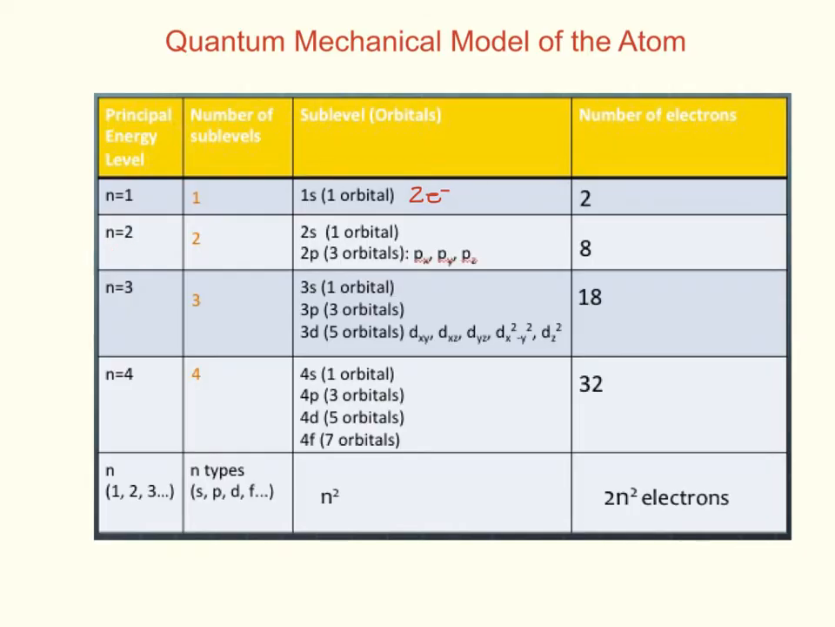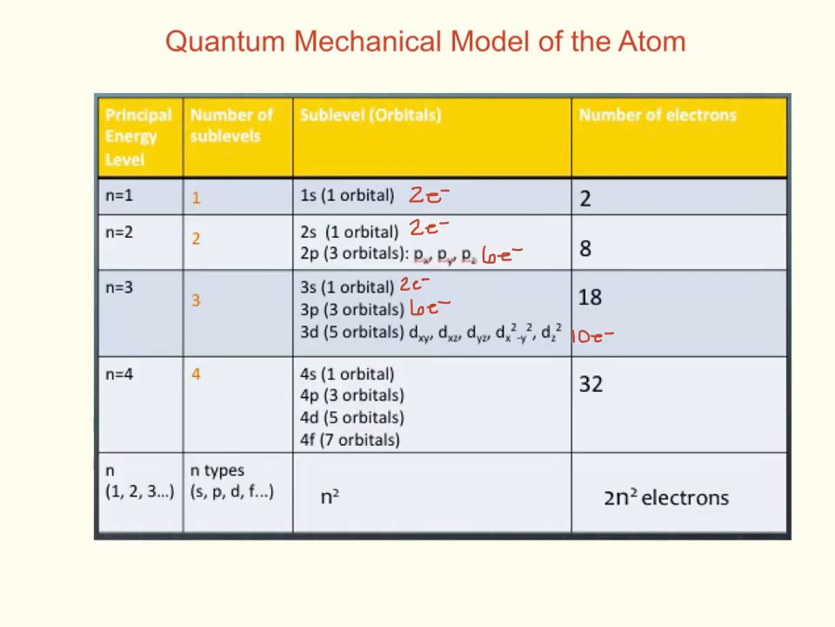Our second principal energy level has 2 sublevels, an s and a p sublevel, and our p sublevel has 3 orbitals, and each of our orbitals can hold 2 electrons, so 2, 4, 6, plus the 2 from our s orbital, and we get a total of 8 electrons in our second principal energy level. Our third principal energy level also has an s and a p sublevel, but it also has a d sublevel with 5 orbitals. And in those 5 orbitals, we can have 2 electrons in each of those orbitals. So our 10 plus our 8, and we get a total of 18 electrons.